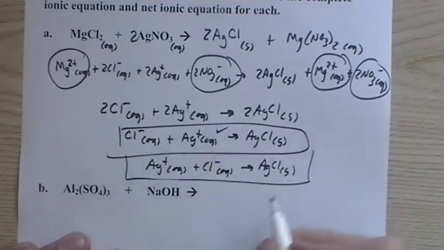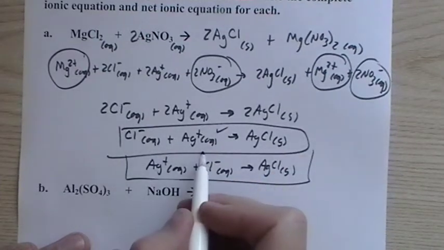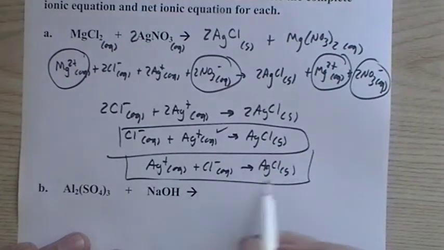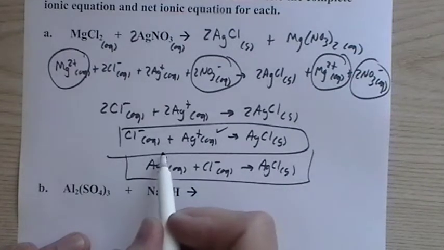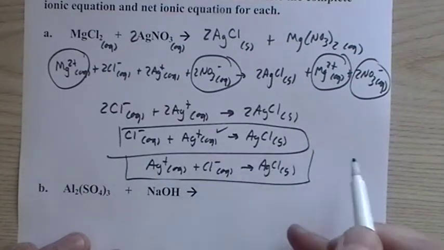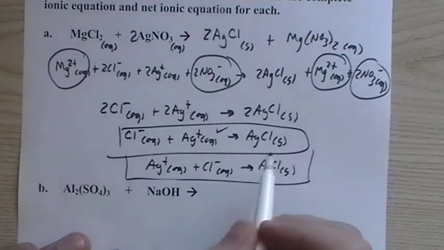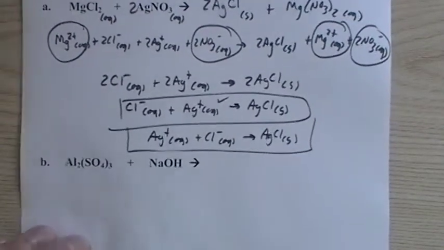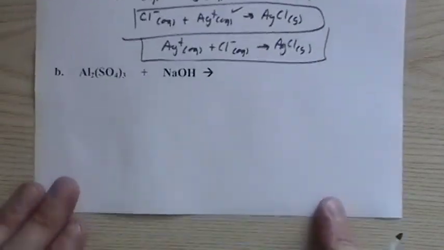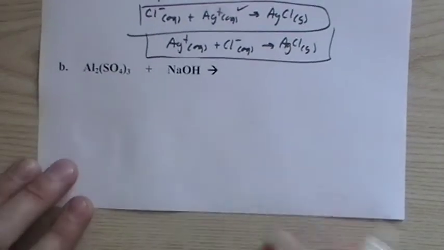Nothing wrong with this form. It's just two reacting ions forming silver chloride. We definitely have to have the ions on the left and the precipitate on the right side of the equation, but other than that, you can mix and match them around as you want. Okay, now we'll go a little bit faster.